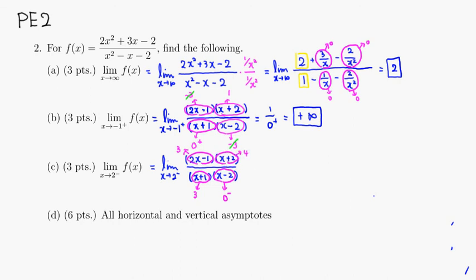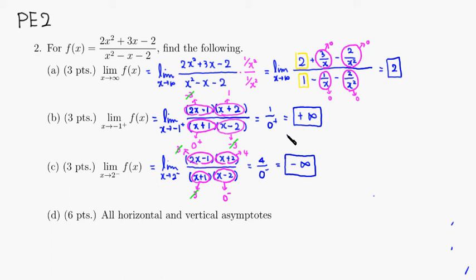Alright, so you can cancel 3 on top and 3 on the bottom. What's left is 4 divided by 0 from the negative side. Alright, again, non-zero divided by 0 is going to give you infinity, and a positive divided by negative is negative. So this limit goes to negative infinity.